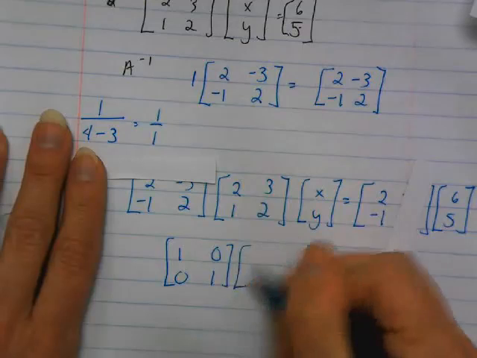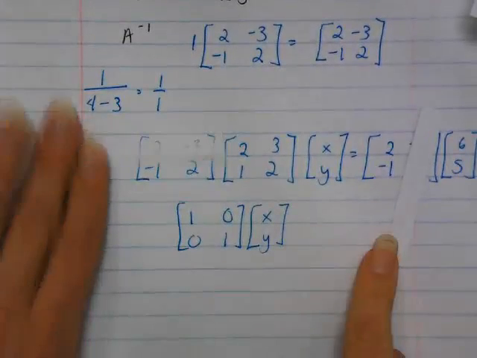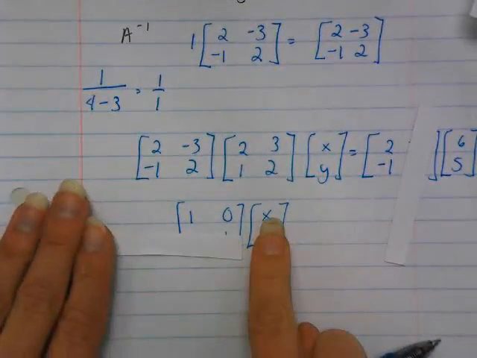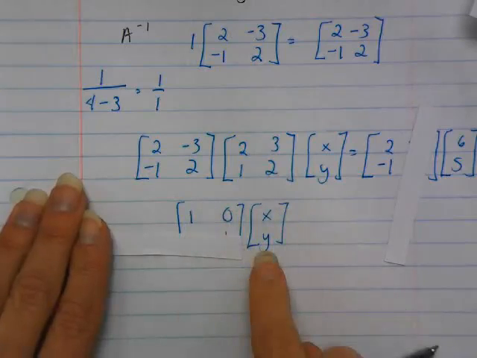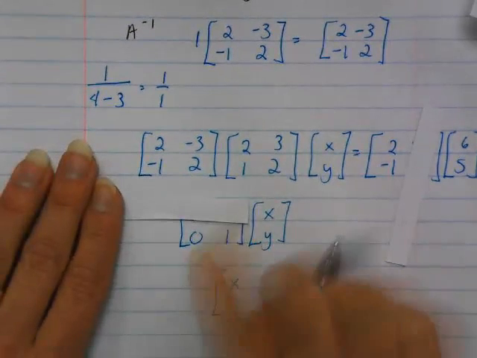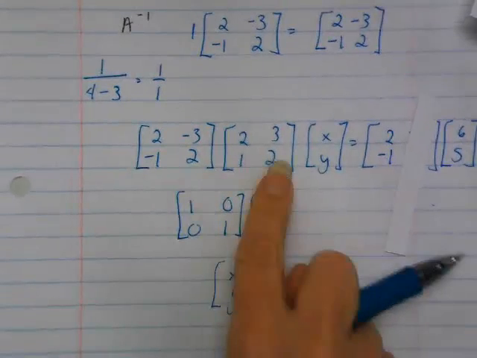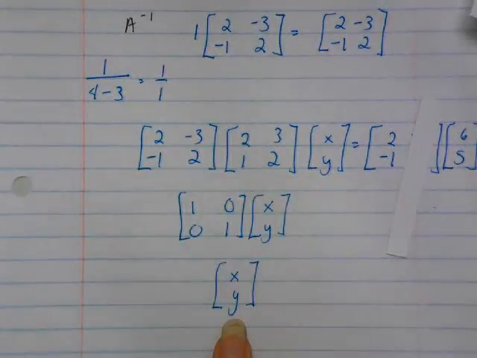Alright, let's just continue here. So row 1 times column 1. That gives me x, and 0y is x, and y. So it did. By multiplying a matrix by its inverse, I get what's left. So I really get rid of it. Now let's do this other side.